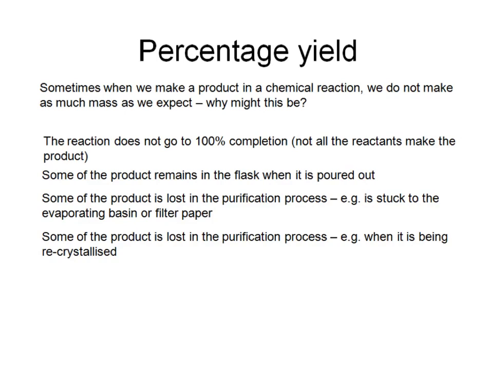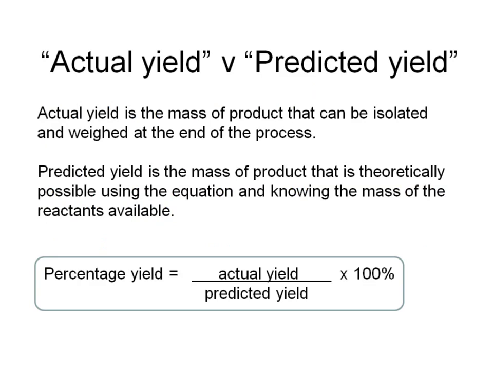But whenever we're trying to make something, we lose some of the product when it's poured from container to container. Some gets lost in filtration by soaking into the filter paper. Others might evaporate or get lost in other ways. So the amount we do end up with is called the actual yield. It's the mass of the product that's isolated and weighed at the end of the process. And this compares with the predicted yield, and that's the amount of product that you could theoretically get based upon how much reactant you started with. The percentage yield, as we said, is the actual yield divided by the predicted yield multiplied by 100%.